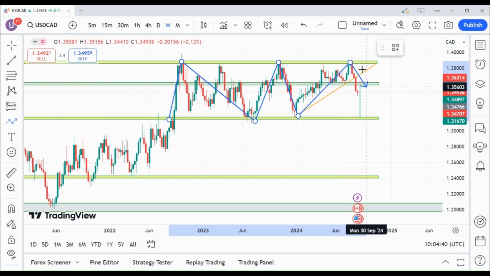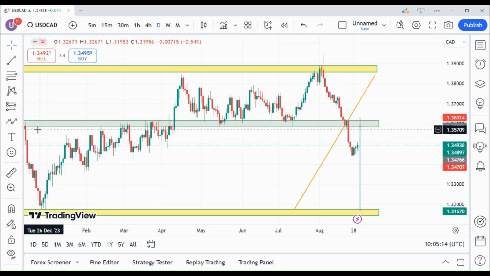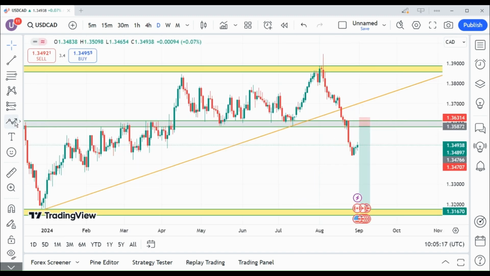So how do we join this sell to this zone? That is the question. So let's go to the daily time frame for a further look. Okay, so this is a daily time frame on USDCAD. What are we expecting? We're expecting to sell this market, because when you look at it clearly, we notice that this place is broken. This is a support level on a daily time frame.